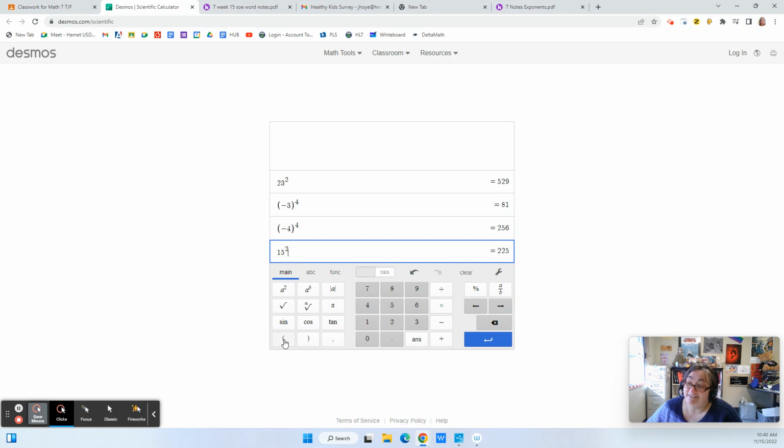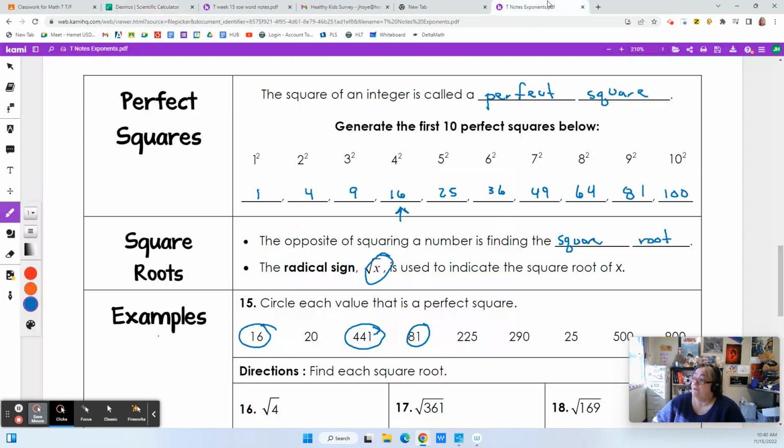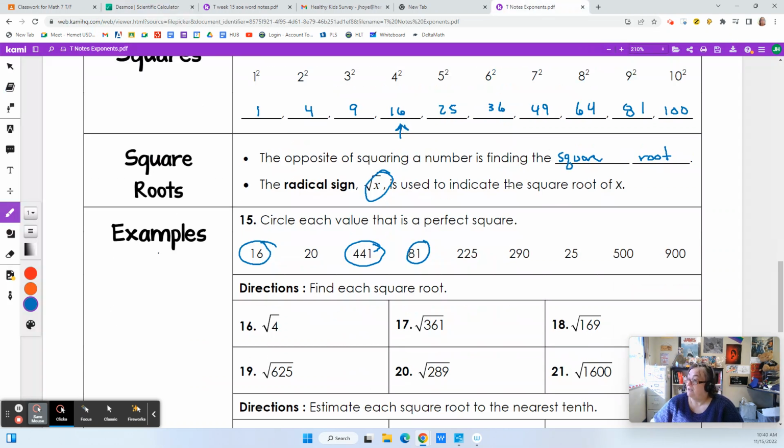Now, there's a little trick to this too. Like we've got 225, right? We can plug it in here and we can hit the square root, but that's not how you enter it on this one. You could hit the square root button, put in 225 and see if you get a whole number, right? We just learned that the square root of 225 is 15, right? So we know on this one that 225 is a perfect square.